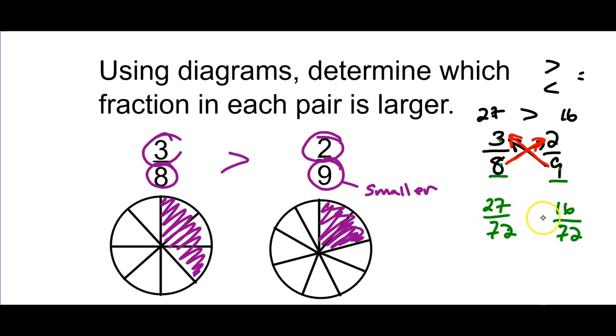And so now I can compare them a lot easier because they have the same denominator. With the same denominator, I can see that I'm shading in 27 of these 72 pieces. Over here, I'm only shading in 16 of these 72 pieces. And so this fraction on the left must be larger. This little cross trick is really just doing 9 times 3 and 8 times 2 without worrying about finding the common denominator. I know that if I made the denominators the same, the numerators would look like that, and I can quickly compare which one's larger.